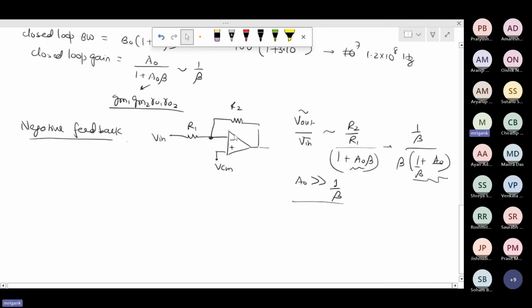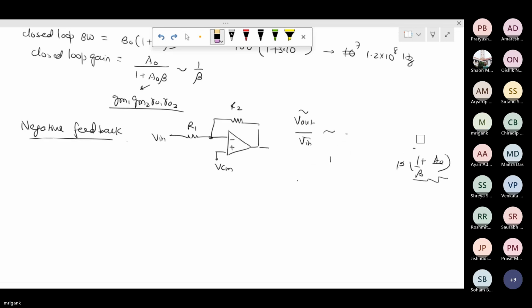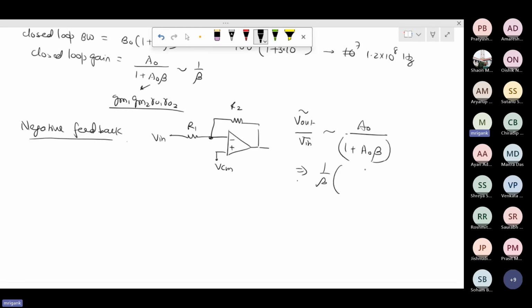Sorry, I got it wrong. I mixed two things. So this one will be A naught upon 1 plus A naught beta. Right, so A naught is your open loop, and I'm taking 1 upon beta out. So you are left with A naught upon 1 upon beta plus A naught.